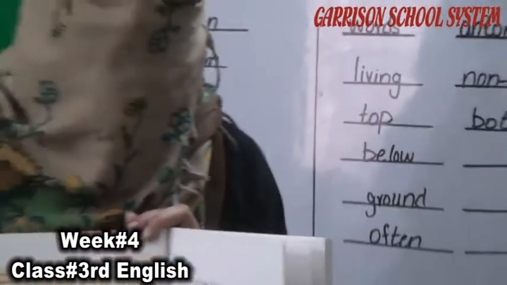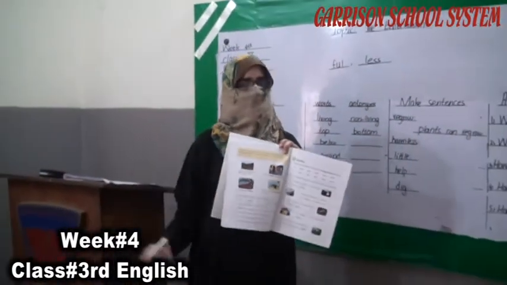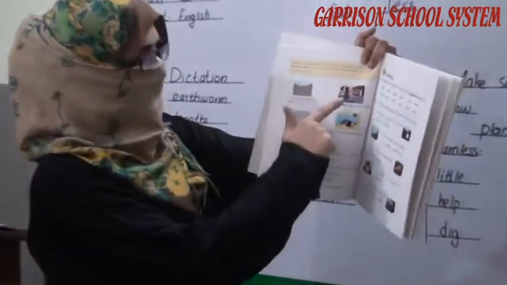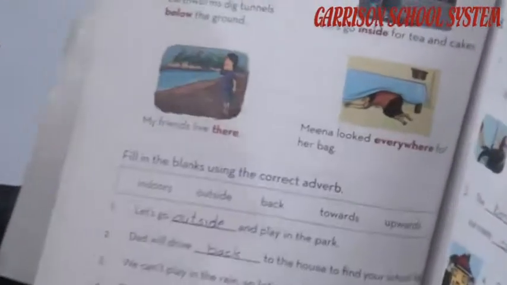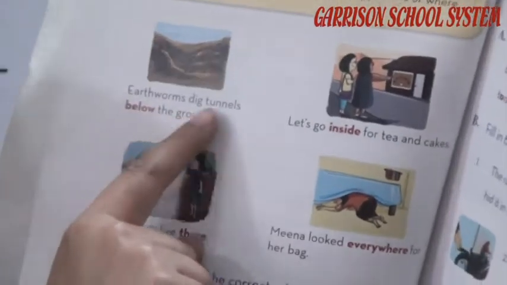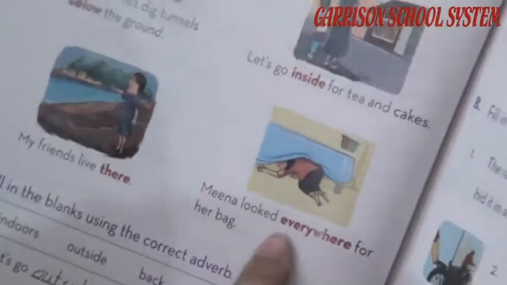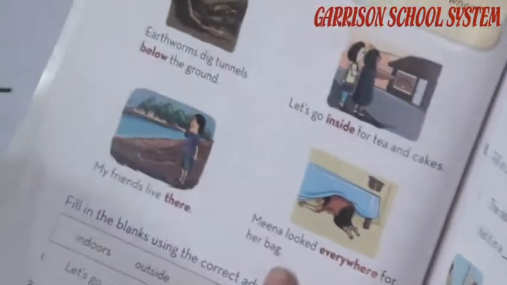That means the place of the action which we are doing is known as the adverb of place. A few examples are given there, like different pictures. At some big tunnel below the ground. Let's go inside for tea and cakes. My friends live there. Meena looked everywhere for her bag.